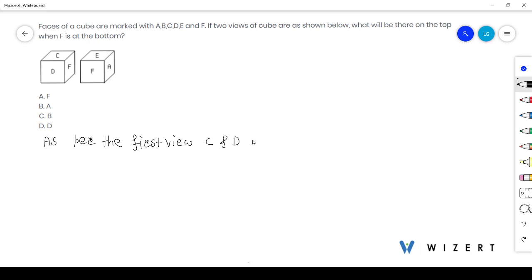Here we can observe, as per the first view, C and D are adjacent to F. So C and D are not opposite to F.